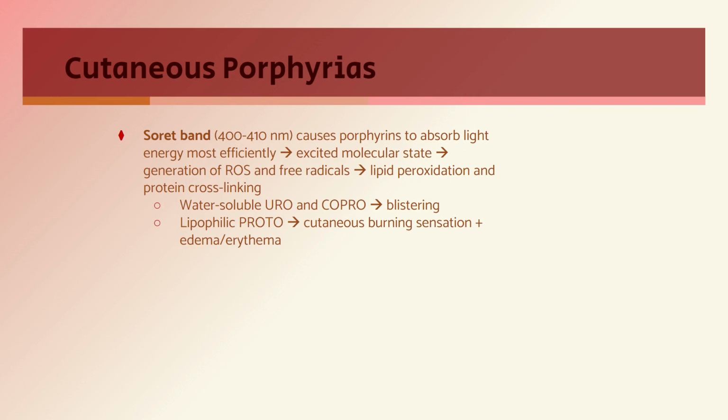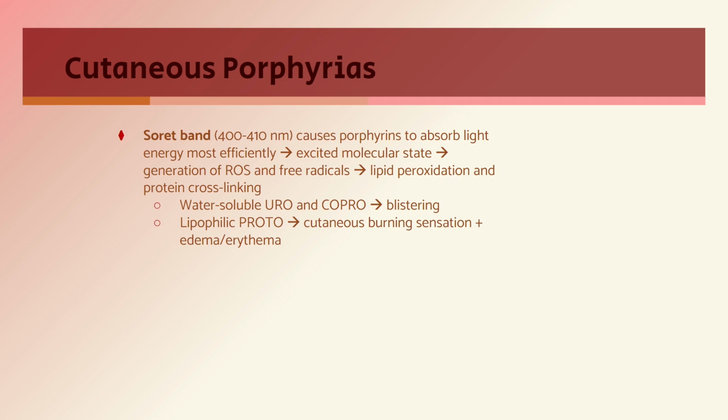So the Soret band, it's around 410 nanometers, causes porphyrins to absorb light, and then energy enters that molecular state of excitement where electrons jump up an additional level and then will decrease back to their resting state, releasing their own spectrum of light thereafter. Do note that there's a generation of reactive oxygen species as well as free radicals that can then end up damaging the lipids as well as protein cross-linking.